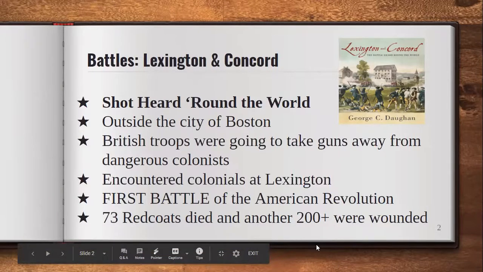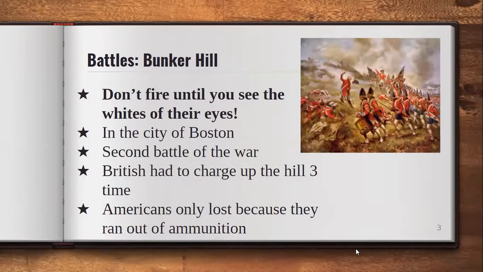Okay, next slide. Next battle, Bunker Hill. Bunker Hill, and I like this picture because it shows the British with their drums and their bright red uniforms marching up a hill. The Americans were on the top of the hill, which is a good spot to be when you are in battle because you can see them coming.